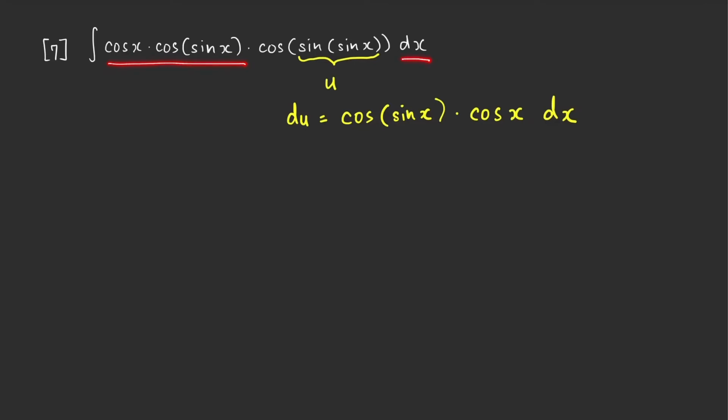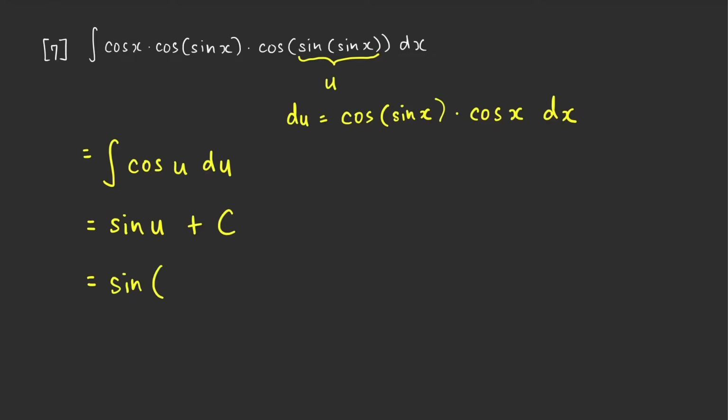Okay, so therefore we can write this integral as simply equal to the integral of cosine u du, which is equal to sine u plus arbitrary constant c. And then we put back the u in terms of x. This is equal to sine of u, which is sine of sine x, plus arbitrary constant c.